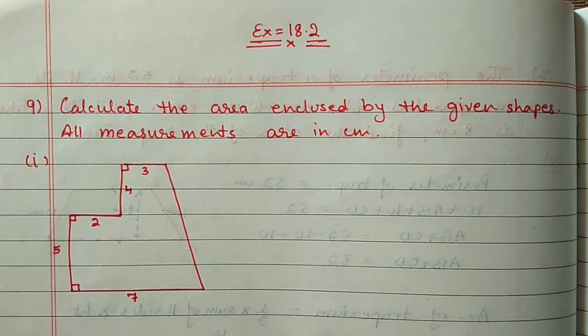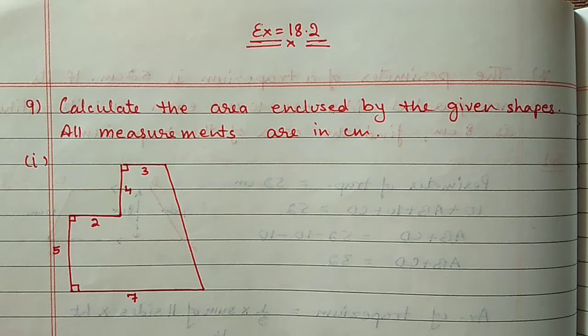Students, we are doing chapter number 18 mensuration, exercise 18.2. In the last video we did till question number 8 and now we are starting from question number 9. Calculate the area enclosed by the given shape. All measurements are in centimeter.